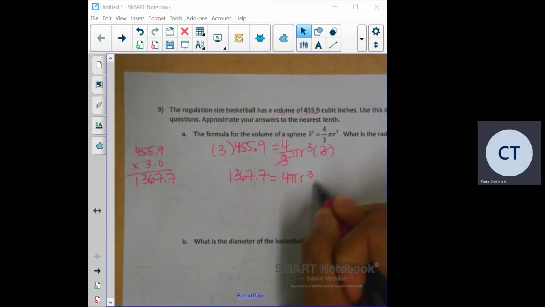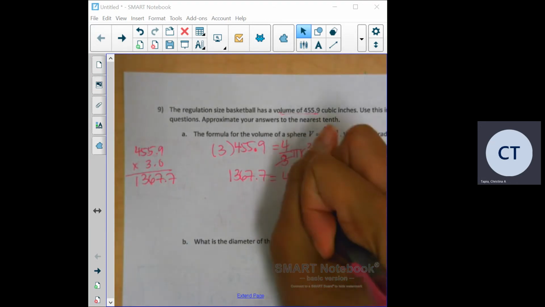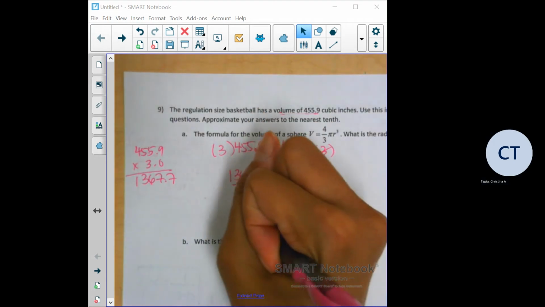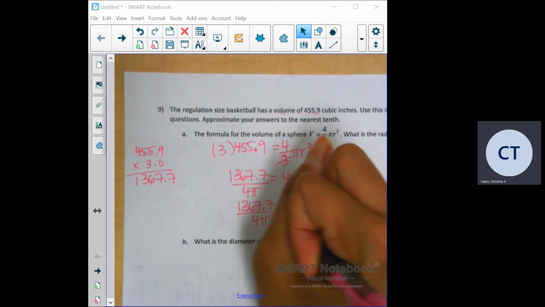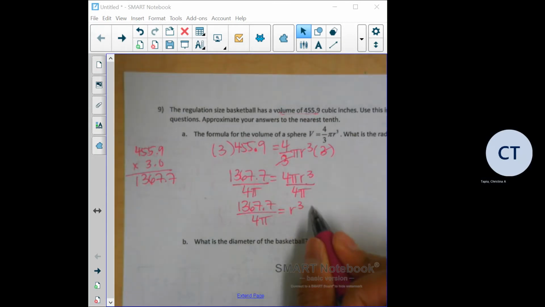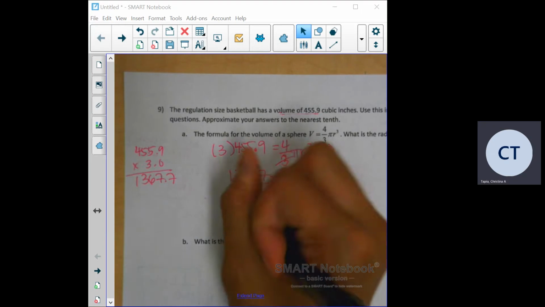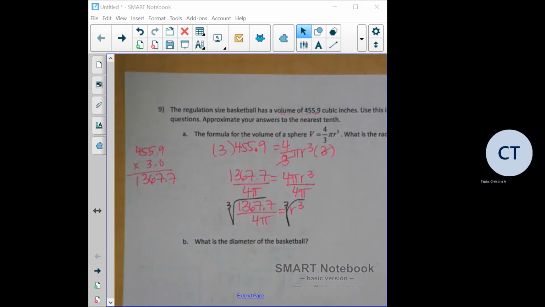So I still need to get r by itself. 4, pi, and r are all being multiplied, so I'm going to divide this by 4 pi, divide this by 4 pi. 1367.7 over 4 pi is going to equal r cubed. What's the inverse of cubing? Cube root. So you're going to cube root both sides. It's like square root, but for threes.